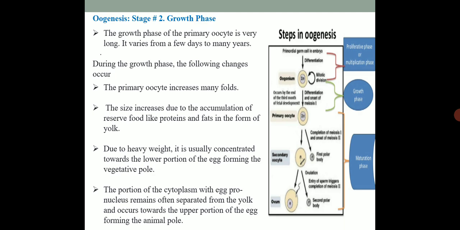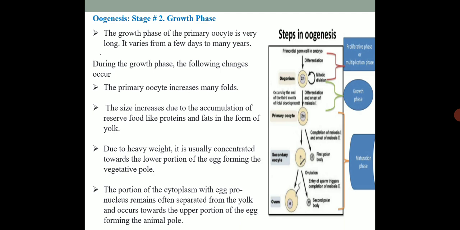See here the primary oocyte during its formation. So these are some of the changes which occur during the growth phase. The primary oocyte increases many folds. First, the size increases because of the accumulation of reserve food like proteins and fats in the form of yolk, which happens in the growth phase.